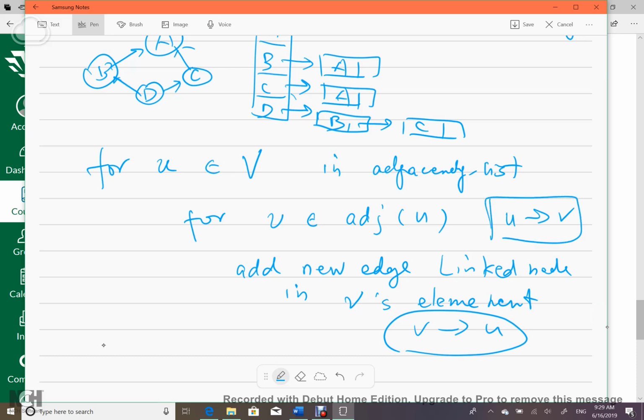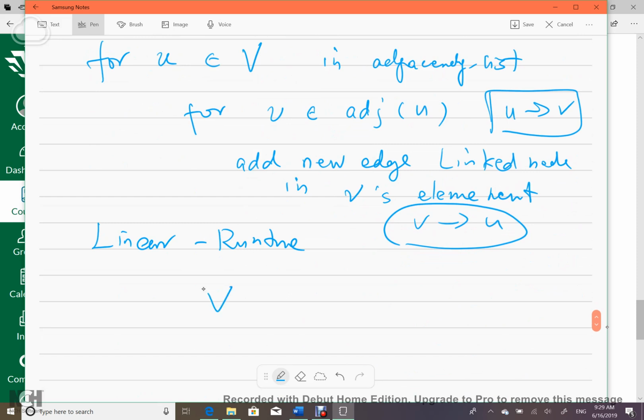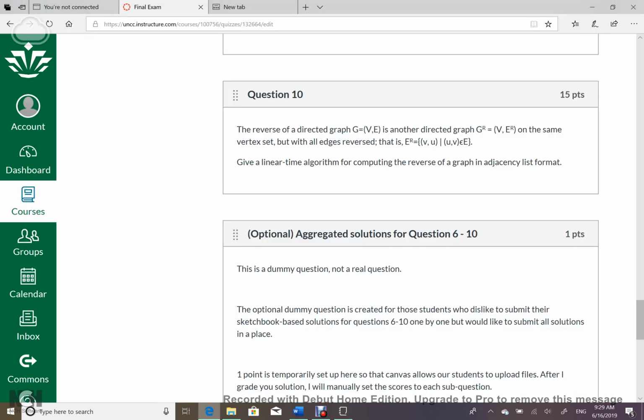And you can imagine this one is linear runtime, right? It's linear because you just scan all the vertices here and also check all the edges. This is exactly O(V plus E) runtime. I think that is all. I think we cover all these questions.